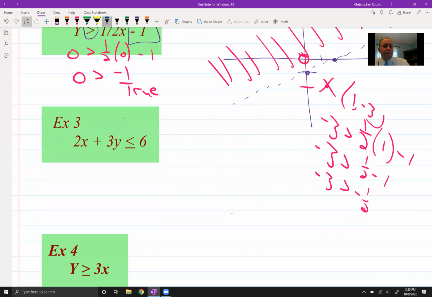All right, next one we have, oh, look, this one's in standard form. Hello, standard form. How I have missed you, my friend. So the x value, right, 2x equals 6. So x must be 3. 1, 2, 3.